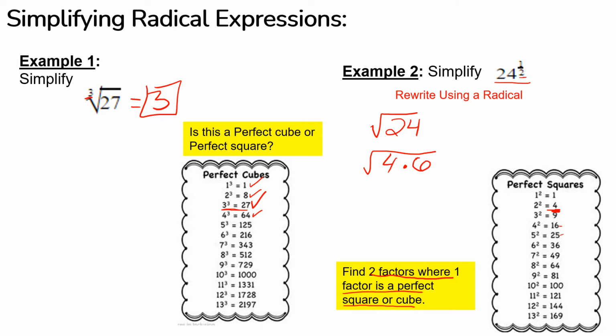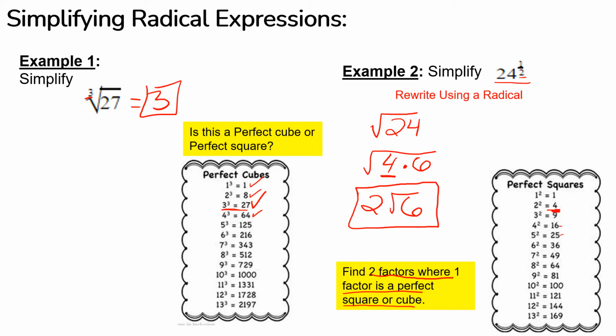Okay, and so I've done this part. So now I just want to simply take the square root of the perfect square. So the square root of 4 is 2. Bring that on the outside of my radical and leave the 6 underneath, or the imperfect square underneath. And so that is my answer. Always check to make sure that underneath your radical you don't have any factors within that number that's a perfect square. Because if you do, that means you didn't choose the largest perfect square. So you need to choose the largest perfect square.